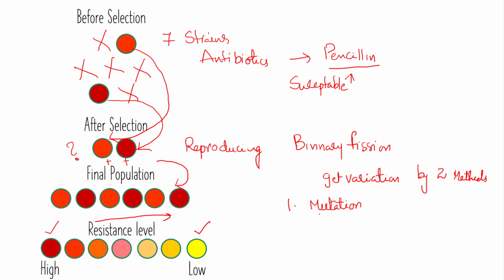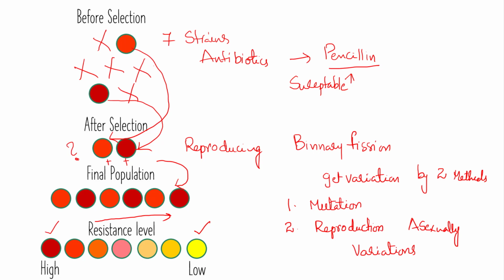Mutation is an inheritable sudden change in the nucleic acid sequence in the DNA, which brings variation. The second one is reproduction. Even though bacteria reproduce asexually by binary fission, they have a special mechanism to introduce variation, which induces variety in the bacterial colony.